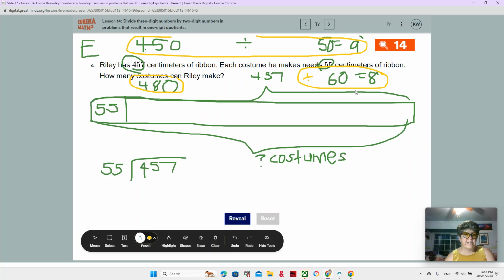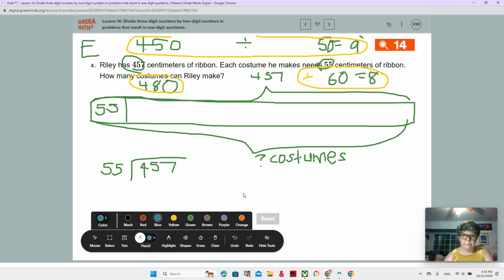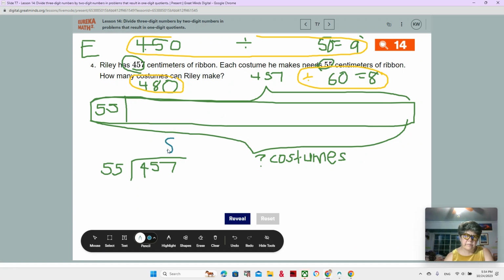Okay, and like I said, it's kind of up to you because here I'm rounding down and rounding down. Here I'm rounding up and rounding up. So it's not going to be perfect. It is an estimate. I think I'm going to go with the 8. Let's just try 8. So what is 55 times 8? 8 times 5 is 40, plus 40 is 440. Okay. That's less than 457. I think that's going to work.